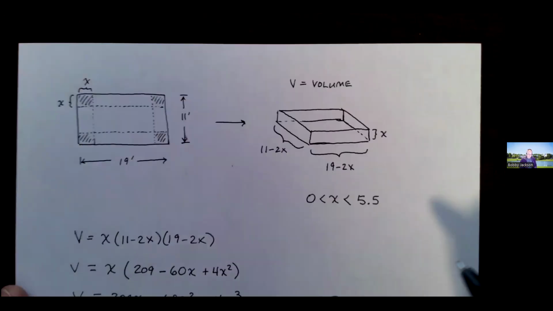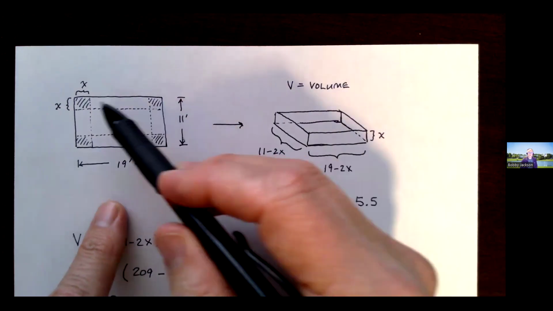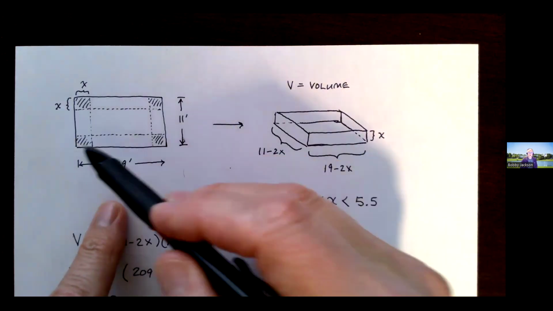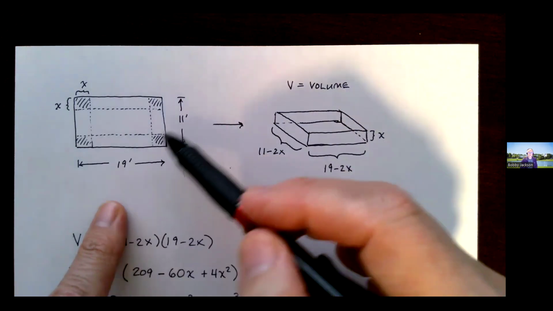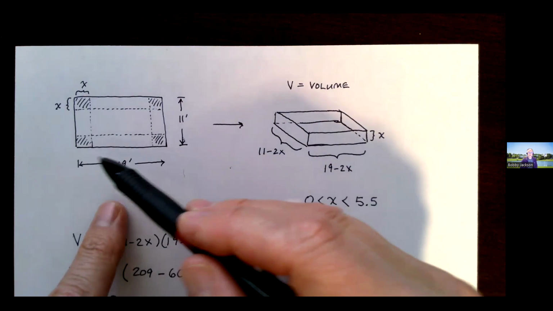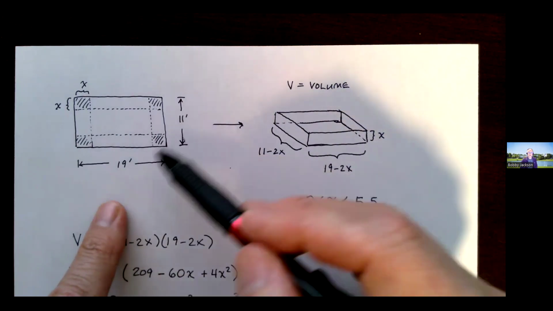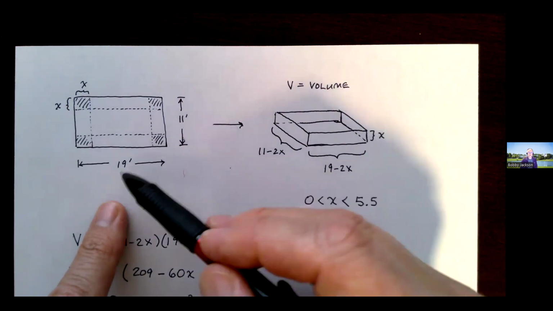Let's take a look at this problem here. We're given a rectangular sheet of cardboard or some material. I forget from the problem what they state it is. And the dimensions for the one I had are 19 feet by 11 feet. Your dimensions, again, may vary depending on the problem.